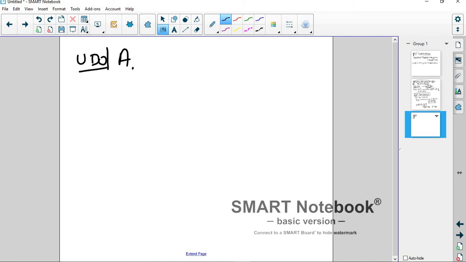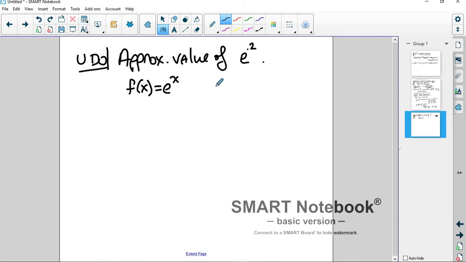So we want to approximate the value of e to the 0.2. All right, so what's your function? Your function's e to the x. And what's the value that we know very well? a is equal to 0, because we know e to the 0 is 1, right? So we're going to use that. So here's your function, and here's the point at which you find the tangent line for that function.